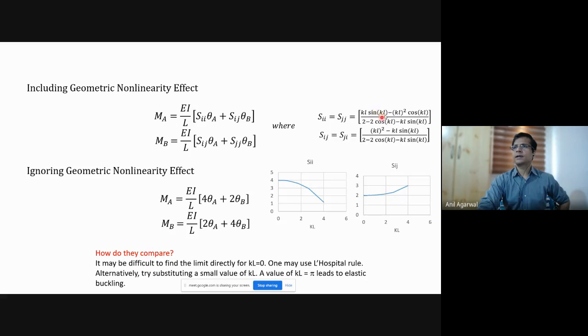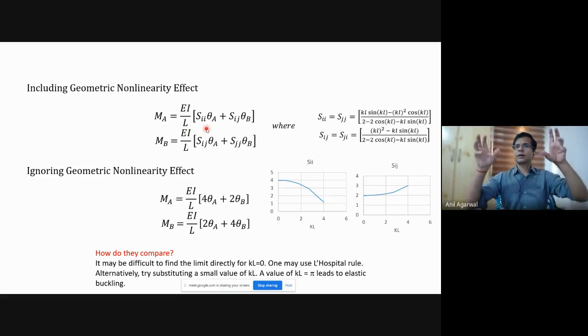And KL tending to 0 means what? Your axial force tends to 0. So when the axial force tends to 0, you are not going to have any coupling between the axial force and the moment, because axial force is not there, right? Which is basically the same as your linear problem. So this is a special case of this formulation. This is the case where the P is not affecting the lateral deflection. But in this case, we are including the effect of axial force on lateral deflections or rotations.